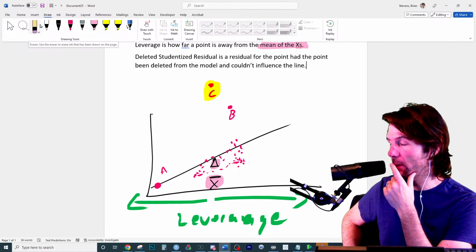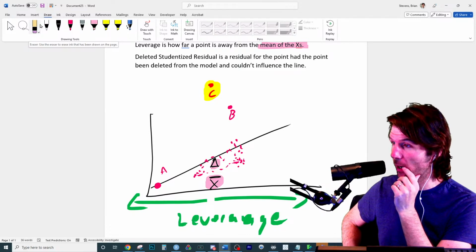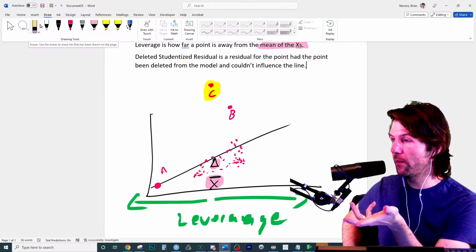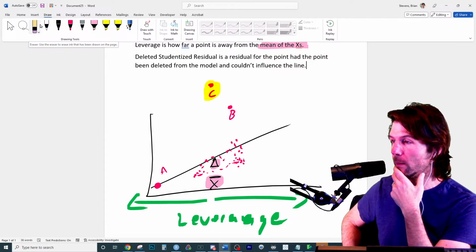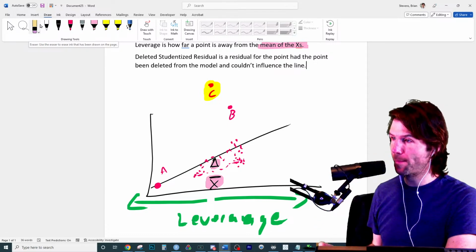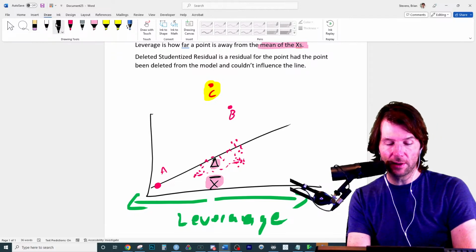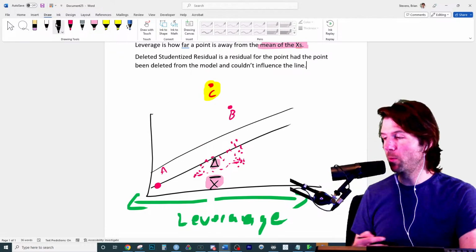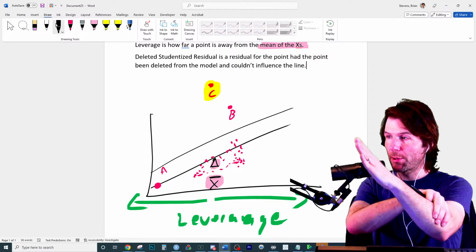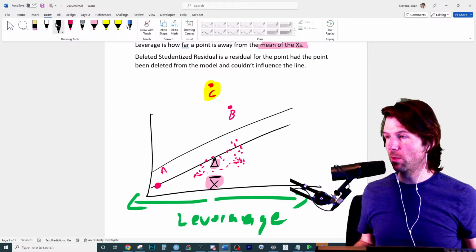Point C has very little to no what? It would have no influence because it has no what? No leverage. It's on the mean of the x's. What it actually does is it doesn't change the xy relationship. It would actually pull the line upwards. So it's not going to like turn this teeter-totter. It's going to pull the line up towards it. Does that make sense? So it has no leverage.